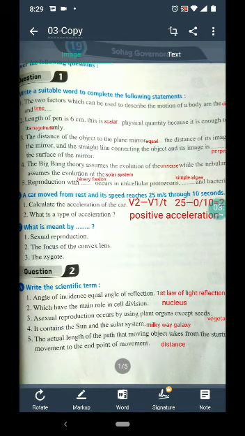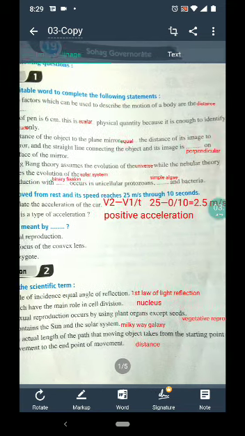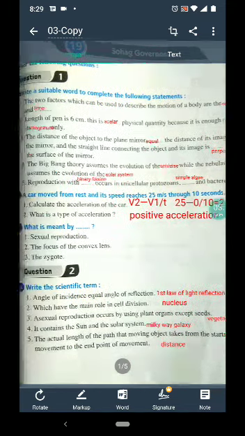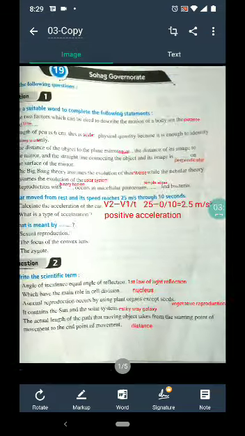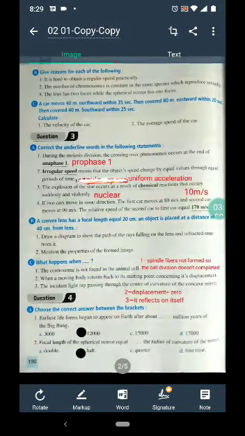Number 5. The actual length of the path that a moving object takes from the starting point of the movement to the end point of movement. If I ask you about the actual length, this is distance. B. Give reason for each of the following. It is hard to obtain regular speed practically. This is due to road condition and traffic.